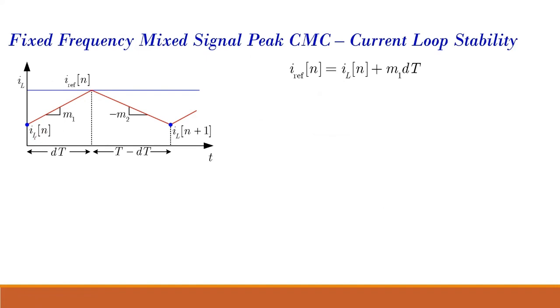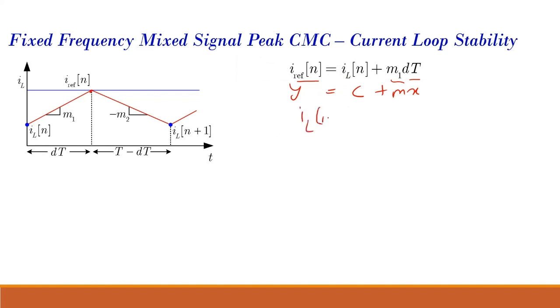So what happens? This I_L[n] plus m1 into dT. So this is a line. This line I_ref[n], this is y, is equal to c, the y-intercept, plus the slope m1 into x. This comes in the form of the equation of a line, y equals mx plus c. This is my first equation: I_ref[n] is I_L[n] plus m1 into dT.